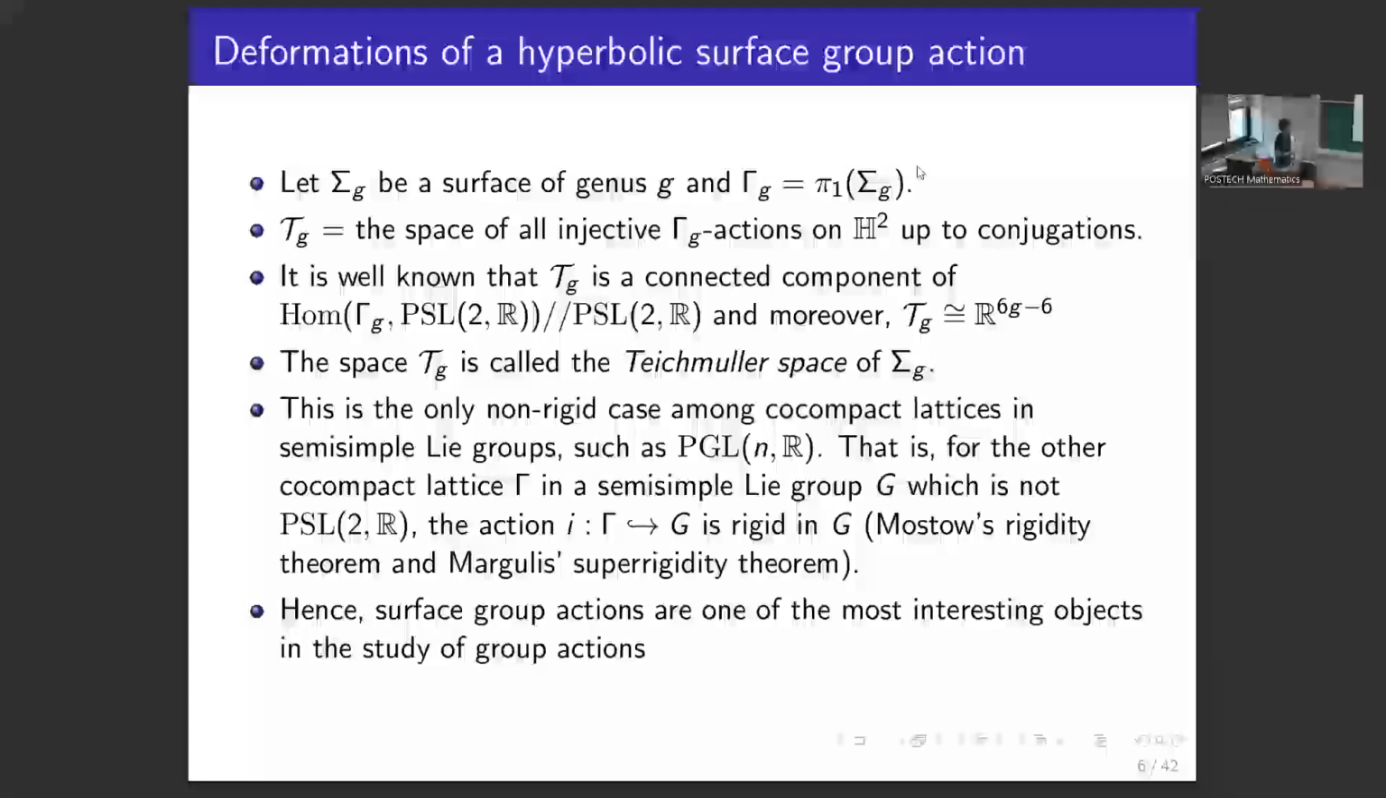So the surface group action is one of the most interesting objects in the study of group actions. I think that if we didn't have surface groups, then maybe many mathematicians would lose their jobs. Surface groups give a lot of research objects to mathematics.